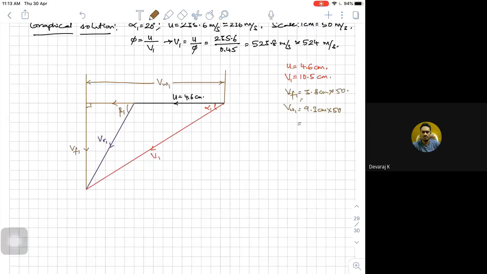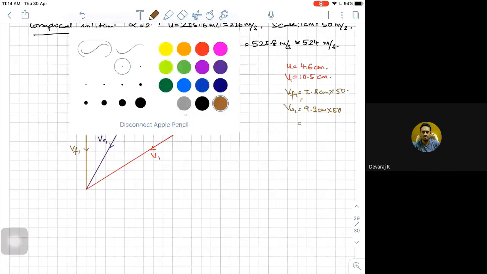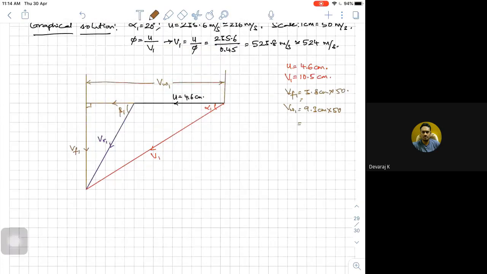VF1 and VF2, there is a ratio. Your VR, so they are given that ratio CB is equal to 0.9. That means whatever the VR1 you get, you measure this VR1, which may be around 6 centimeters, multiply by 50, so you may get around 300 or something.